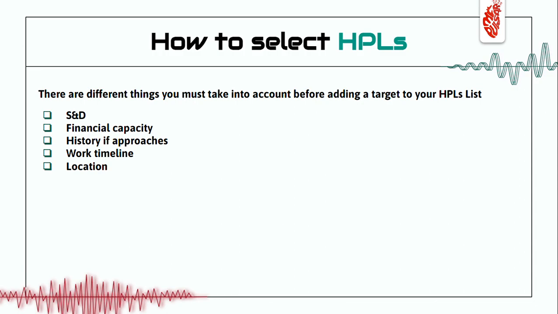Next is the history of approaches. You need to check if you made any approaches to this target before. You need to understand what went well, what went badly, what the output was, whether they were interested before and we should recontact them, or whether they gave us a straight no and said they're not interested, etc.